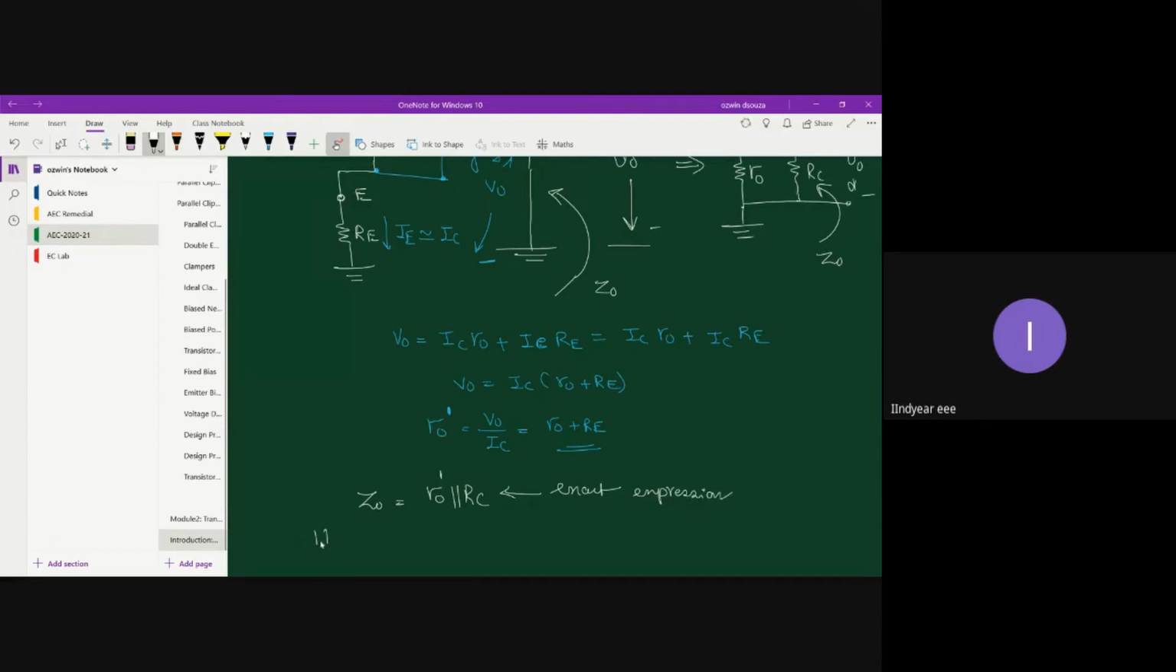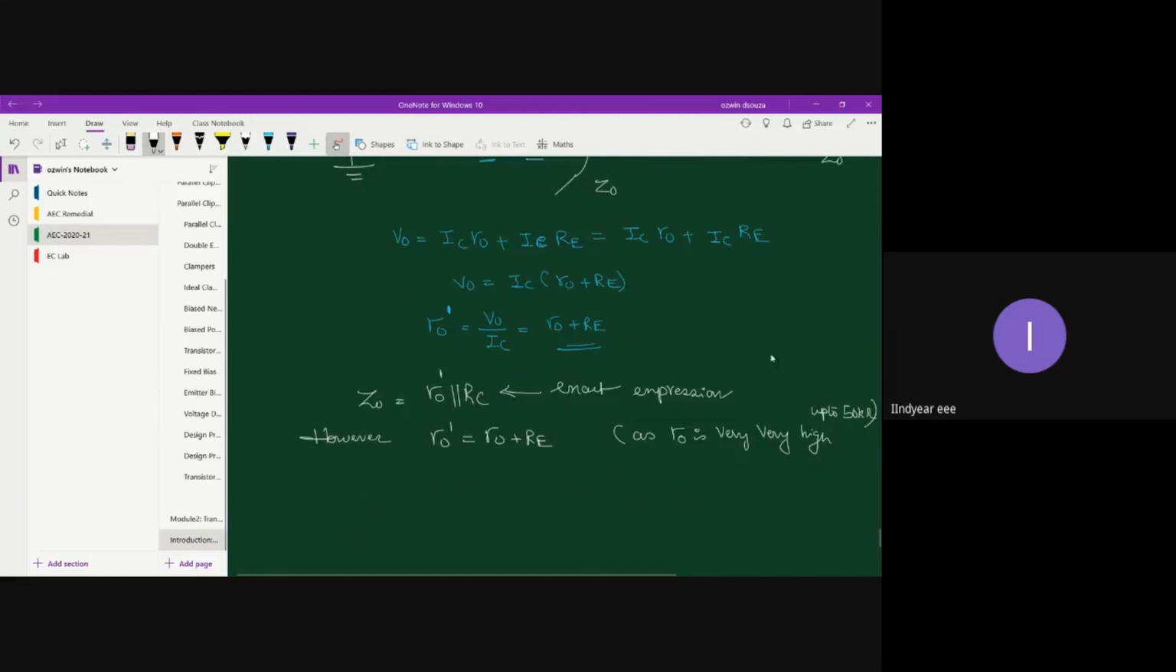However, R0 dash is given by R0 plus RE, and in bracket you can write, as R0 is very, very high, up to 50 kilo ohm, and you are not expected to remember all this. Since I'm explaining, I'm putting it across. Since R0 is very high, your R0 dash is approximately equal to R0 itself.